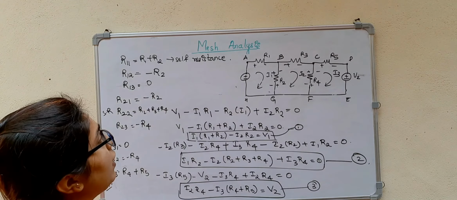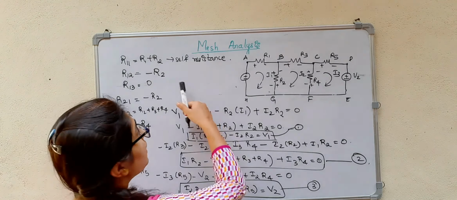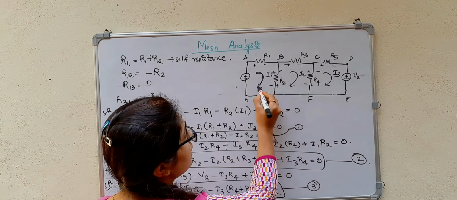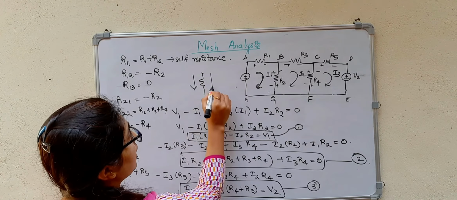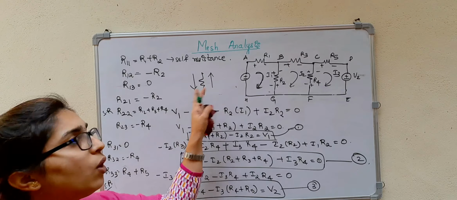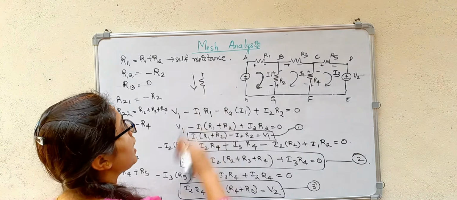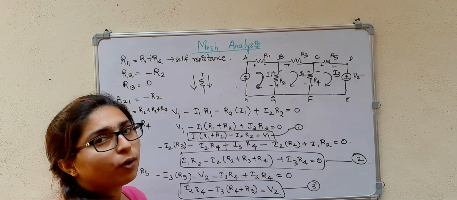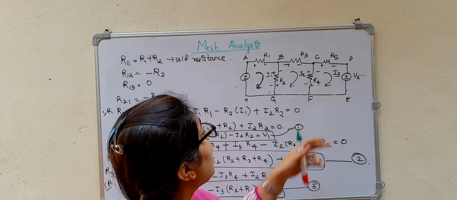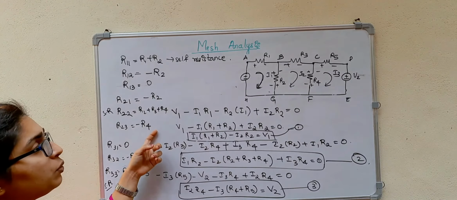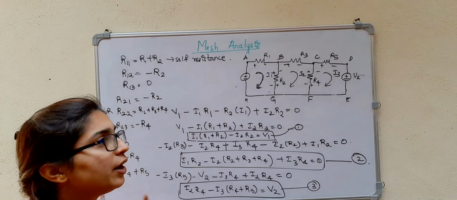Now you will be wondering why it is minus R2, why it is not R2. Because you can see the currents through R2, one is like this and another one is like this. They are in opposite directions. So it is minus R2. If you have them in the same direction, then it will be positive R2. Since they are in opposite directions, I will be considering it as minus R2, minus R4, here also minus R4, here also it is minus R2.